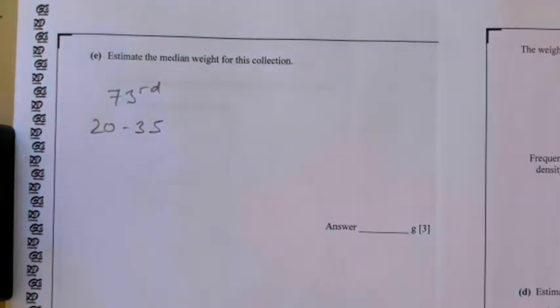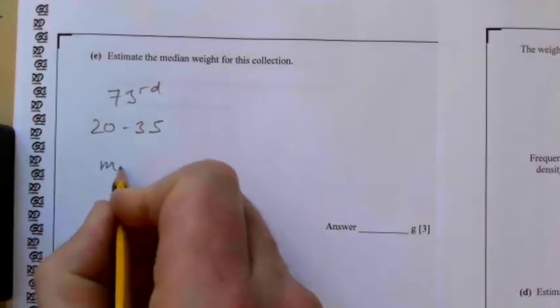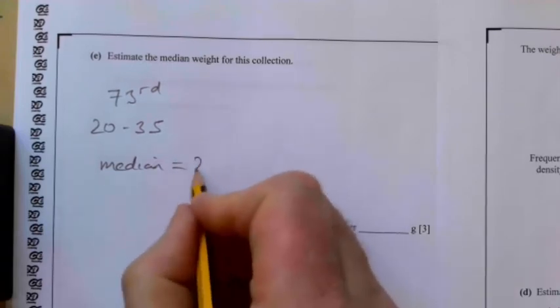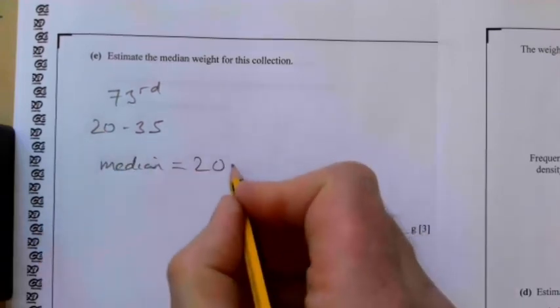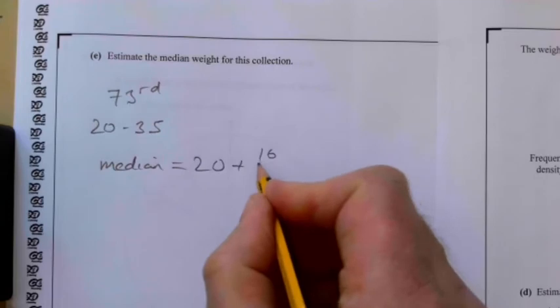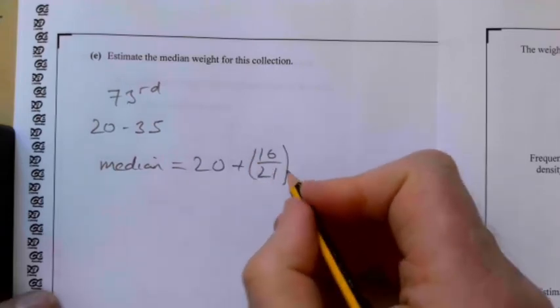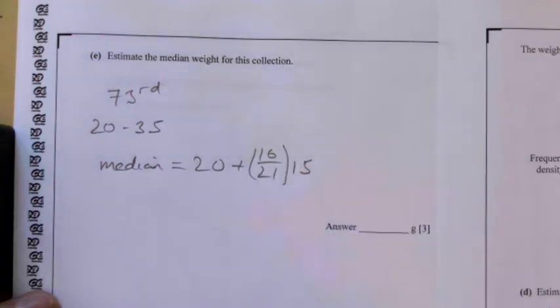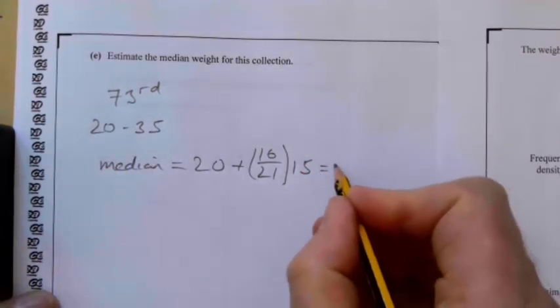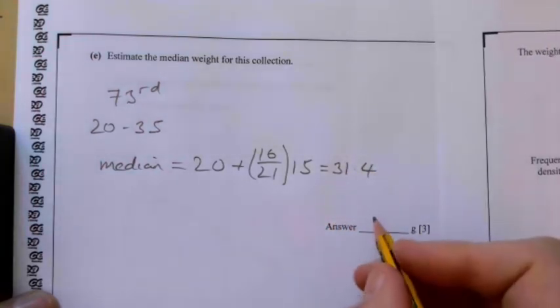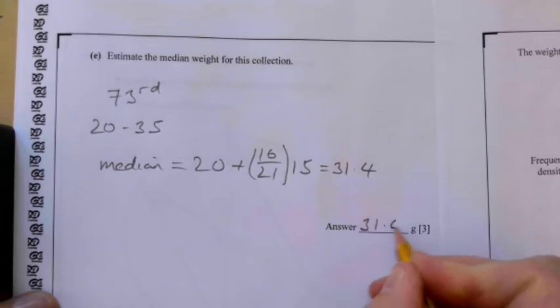So we are going to be doing the median. It is going to be 20, because that's the start of this group here, plus 16 over 21 of the way through the 15, which is the size of this group here, and that gets me then 31.4. So my answer is 31.4.